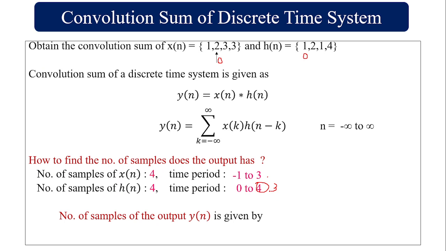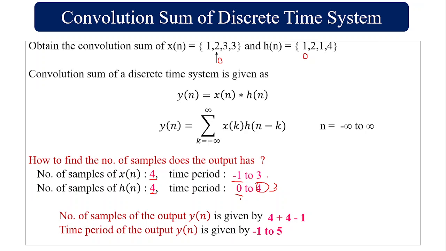So the number of samples of the output y of n is given by 4 plus 4 minus 1, that is n1 plus n2 minus 1, so the number of samples is going to be 7. To find the time period of the output, you have to add the starting time of x of n and the starting time of h of n. So minus 1 plus 0 is minus 1. With 7 samples, it goes from minus 1 to 0, 1, 2, 3, 4, 5. So minus 1 to 5.